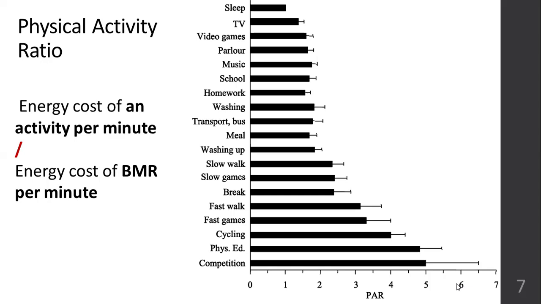Yes, it's around 2.5. Okay. So the physical activity ratio of slow walking is approximately 2.5. Physical activity ratio means some specific activity that you're doing, washing clothes, washing utensils, even the daily chores that you have at home. That is also physical activity. So 1 minute of doing that physical activity will also cost you energy. That energy value is there.